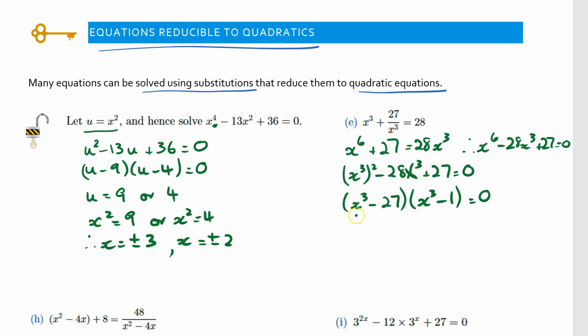Now, as always, if we've got two things that multiply to equal 0, this is why we do factorisation, what's the value of x that makes either or both of these brackets 0? Well, from this one, x will equal 3, because 3 cubed gives 27, so it makes that one 0. And from this one, x cubed has to equal plus 1, so x equals 1. So even though this is a cubic equation, there are only two solutions to this one.